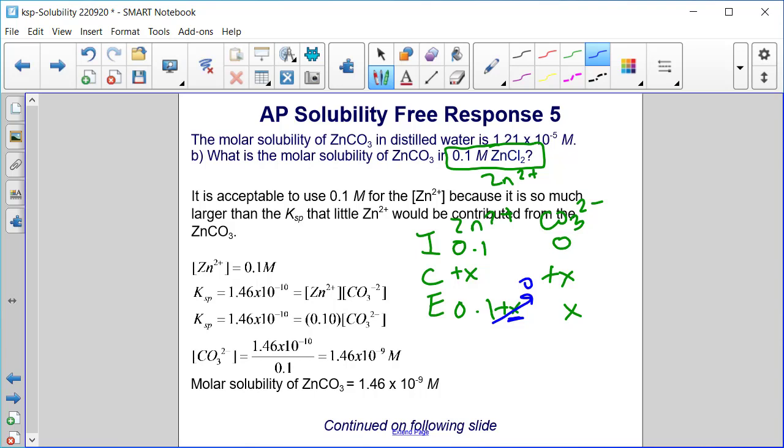We know the Ksp from the previous slide, 1.46 times 10 to the minus 10, is equal to the zinc ion concentration times the carbonate ion concentration, which we don't know. We solve for it, we get 1.46 times 10 to the minus 9, and that is also the molar solubility, right? Because for every X zinc carbonate that dissolves, we get X carbonate ions. So we get 1.46 times 10 to the minus 9 molar.